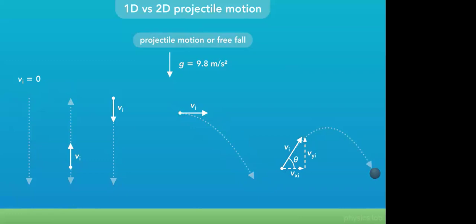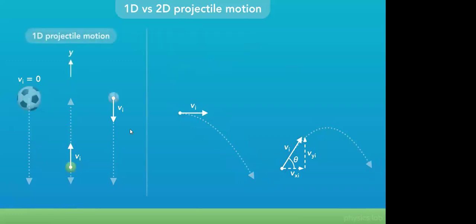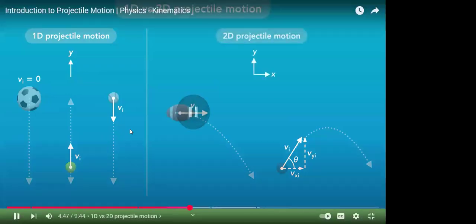In one dimension, we use the equations of motion most of the time, but not that we don't use them here also. Here it's called two-dimensional. See why? Because there is motion in both directions also.